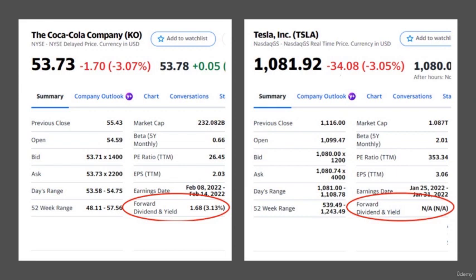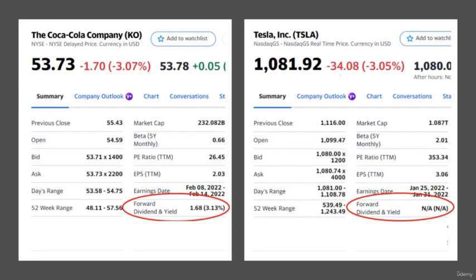So if we look at Coke, you can see where it's 1.68. So for basically every share of Coke that I own, I get paid $1.68 for every share. So if I own Coca-Cola and I have 100 shares, that means over the course of the year, or over the 4 quarters, I'll get paid $168 in dividends just for owning 100 shares of Coca-Cola. So that's great, right? That's nice. That's the dividend payout. But the yield is a very important number.